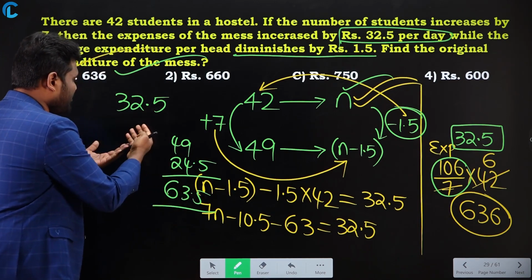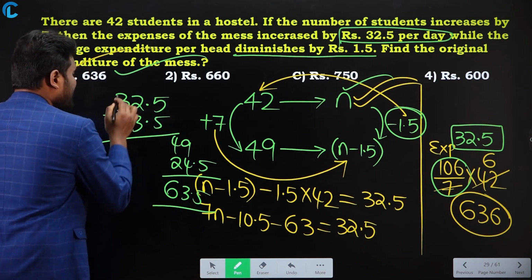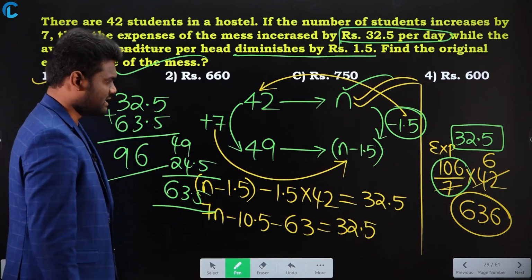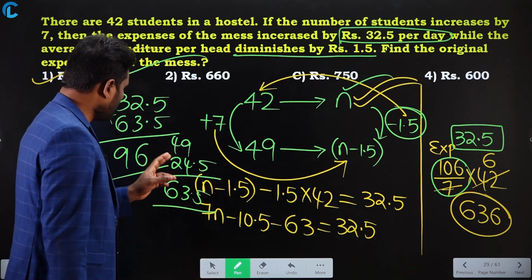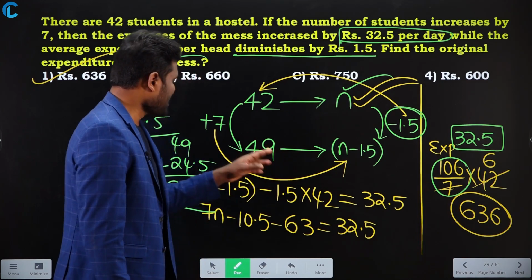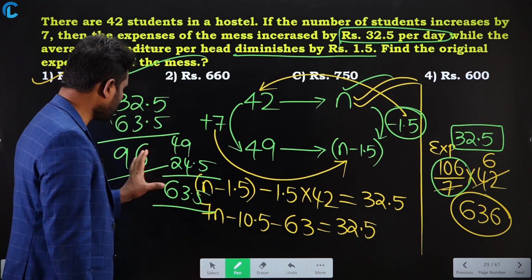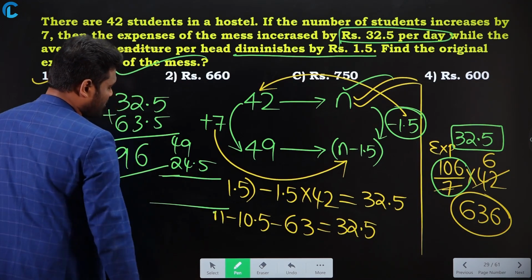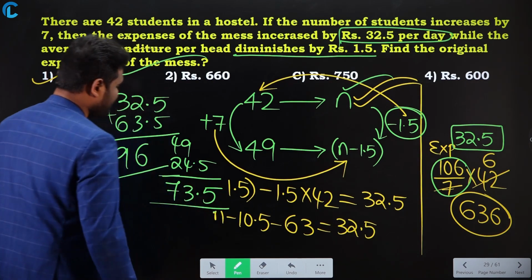If I add this 63.5 here, then what happened? If I add this 63.5, it is going to be 96. Yes or no? 96. Yes or no? Did I make any calculation wrong here? Just observe here carefully once. Now this is like 49 into 1.5. 49 into 1.5 is nothing but 49, and half of 49. What is half of 49? 24.5. So 49 plus 24.5. Yes, I have done a mistake here. Look here. What is 49 and 24.5? It is going to be 73.5. Yes or no? 73.5.